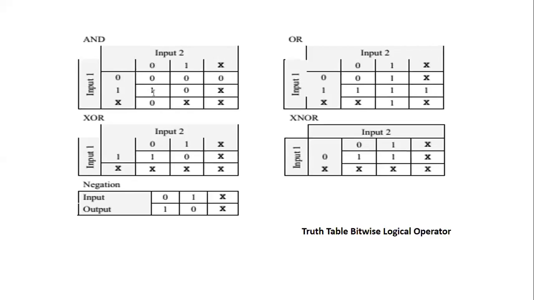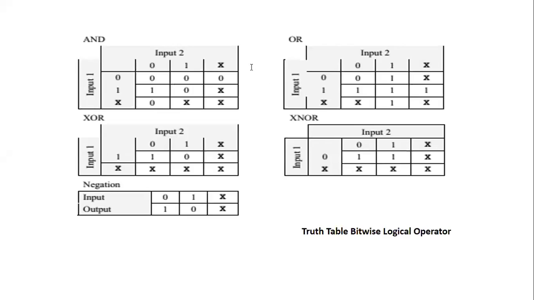There's a mistake over here. 1 and 0 should be a 0, and 1 and 1 should be a 1. This will be a 1 over here in the truth table. Then 1 and X, what will be 1 and X? 1 and 1 is 1, 1 and 0 is 0. So 1 and X will be equal to X.